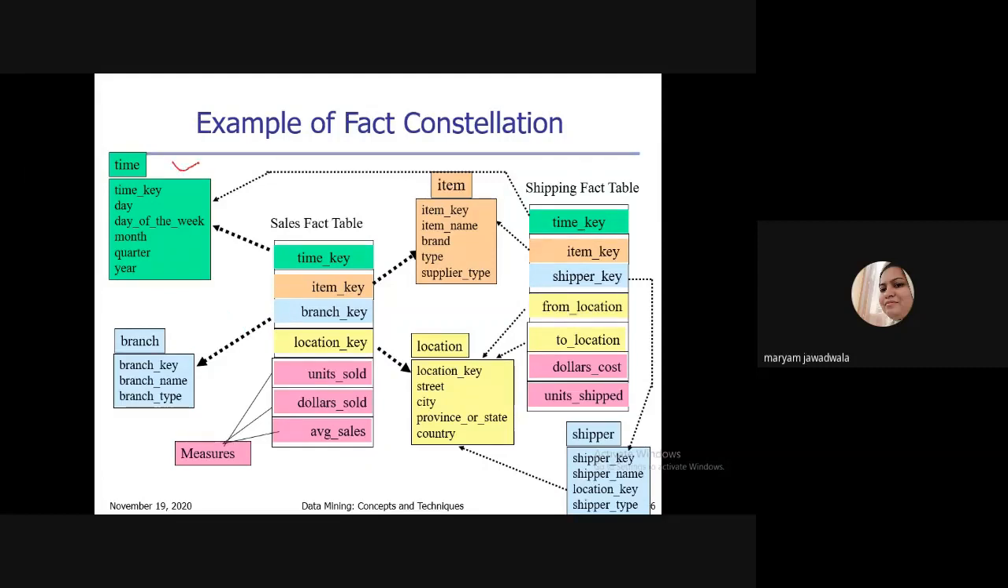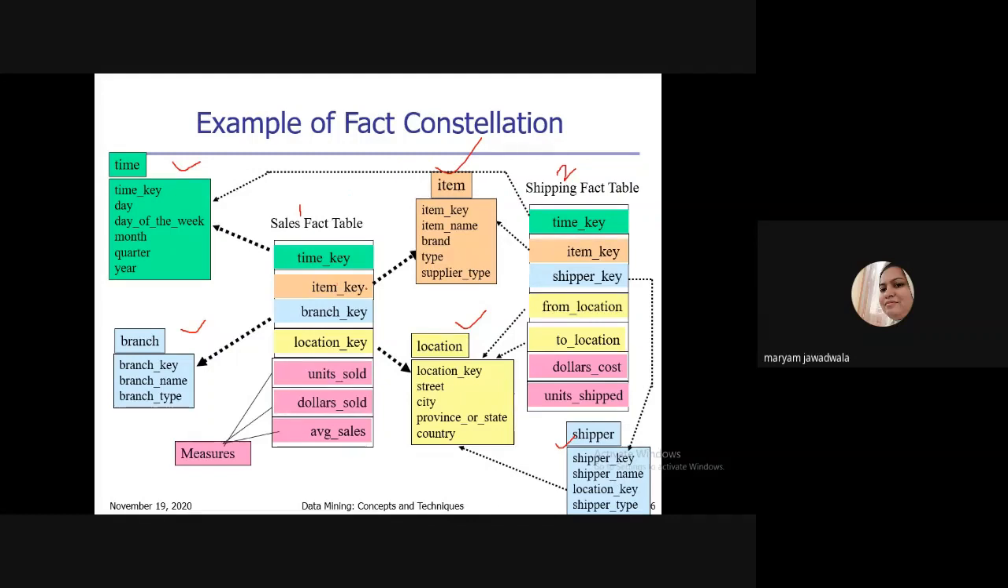Time dimension is one of the dimensions. You have item, then branch and location. These are the common ones, and one more dimension you have, that is shipper. Shipper is one of the dimensions over here, and two fact tables. First one is the sales fact table and second one is the shipping fact table. So in this fact constellation schema, you have multiple fact tables. So in this example, you have two fact tables.